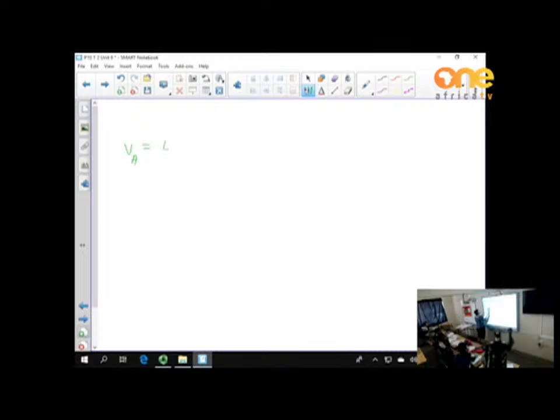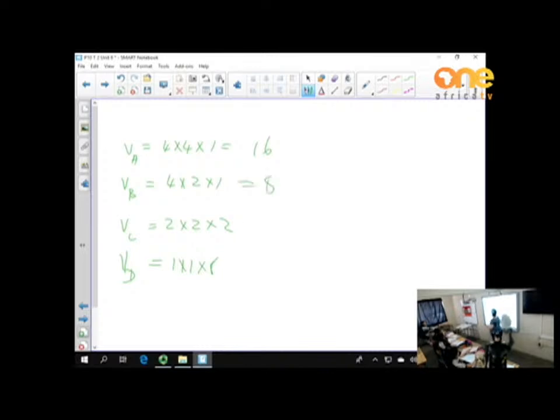So we would have to look at the volume for A. It is 4 times 4 times 1. Volume of B is 4 times 2 times 1. Volume of C is 2 times 2 times 2. And the volume of D is going to be 1 times 1 times 8. Let's quickly have a look. 4 times 4 is 16. 8. 2 times 2 is 4 times 2 is 8. 1 times 1 times 8 is 8. Which one will have a different mass? A. That's quite unusual, the question.